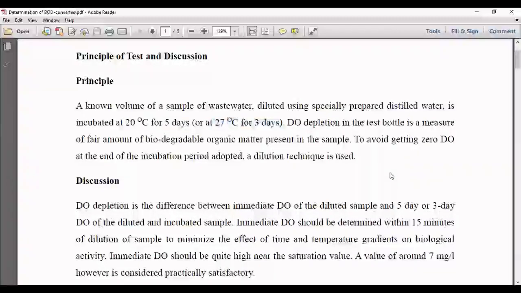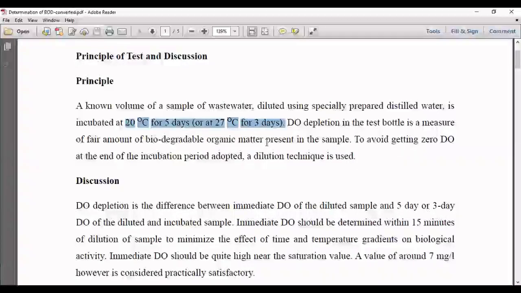We are going to find out the DO depletion in that particular wastewater which is mixed with this distilled water. To find out the DO depletion, firstly we'll find out the initial DO of that sample, and then we are going to incubate it at 20 degrees Celsius for 5 days or 27 degrees Celsius for 3 days in a BOD incubator.